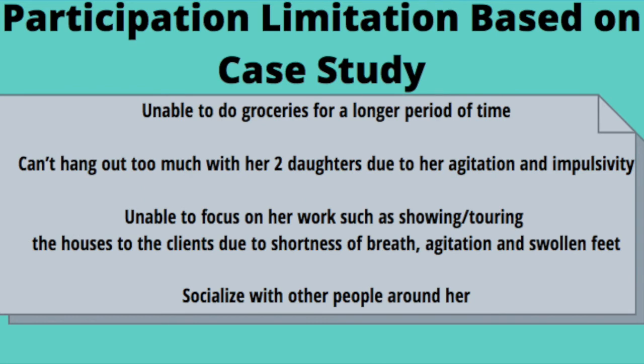Now, we are going to tackle the participation limitations of the client due to her diagnosis. First, she's unable to do groceries for a long period of time, can hang out too much with her daughters due to her agitation and impulsivity, and is unable to focus on her work, such as showing or touring houses to clients, due to the shortness of breath, agitation, and swollen feet. Lastly, she is limited in socializing with other people around her.